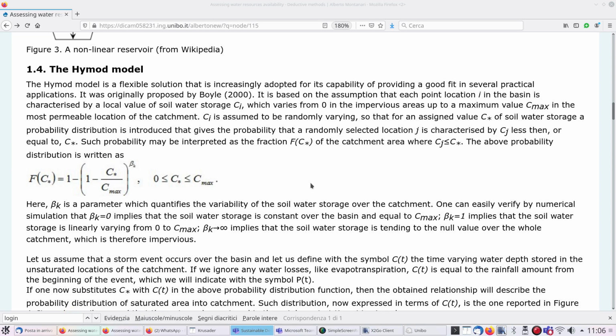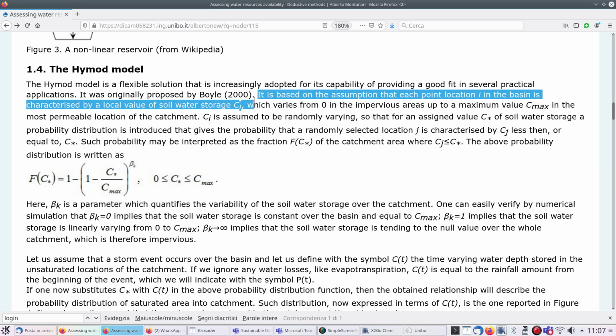Okay, so the IMOD model. This model was proposed in 2000, and it is based on a fundamental assumption. Let me say, it is not easy to explain in person because it's a simple concept once you understood it, but to understand it requires some careful consideration. So I'm doing my best virtually, and there is a first assumption, which is the basic assumption. I am highlighting it.